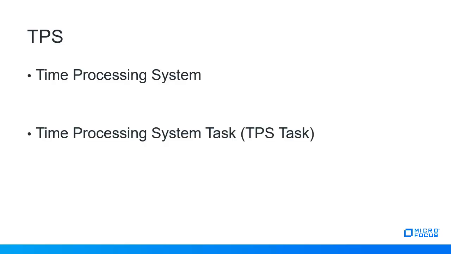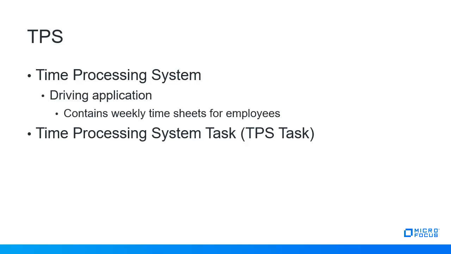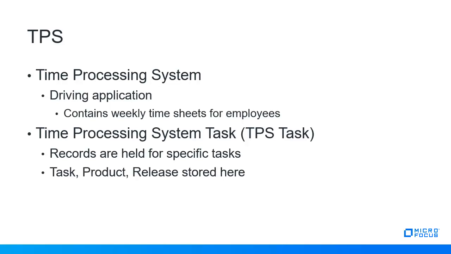The Time Processing System consists of two applications, Time Processing System and the Time Processing System Task, or TPS Task. The Time Processing System is the driving application which contains weekly timesheets for any employee. The TPS Task application is where a record is held for each specific task associated with the Time Processing System timesheet. Information such as task, product, and release are stored here.